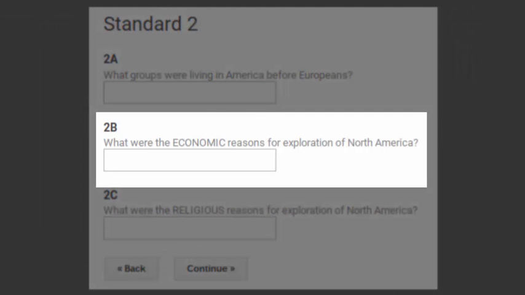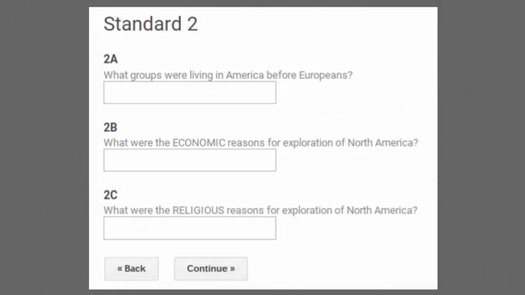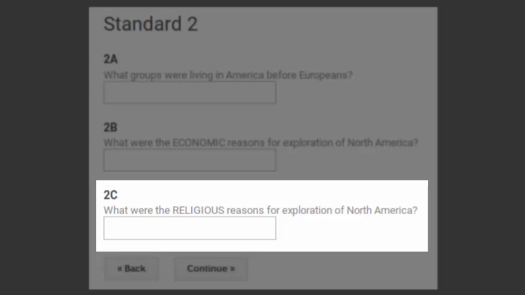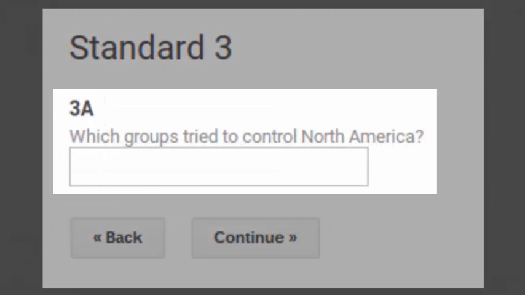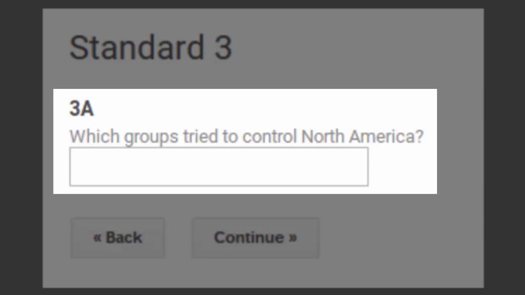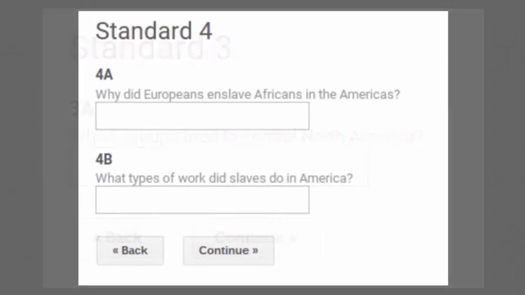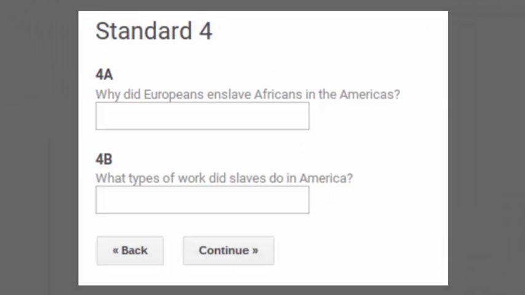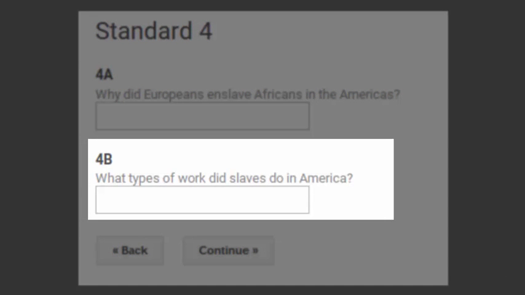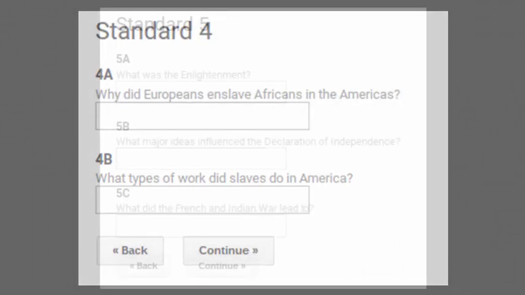2B. What were the economic reasons for exploration of North America? 2C. What were the religious reasons for the exploration of North America? Standard 3. 3A. Which groups tried to control North America? Standard 4. 4A. Why did Europeans enslave Africans in the Americas? 4B. What types of work did slaves do in America?